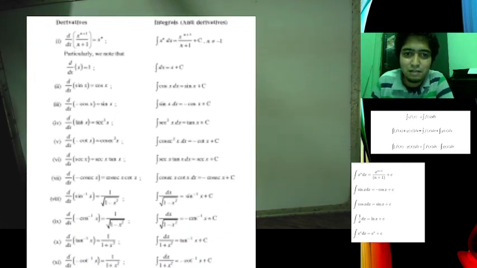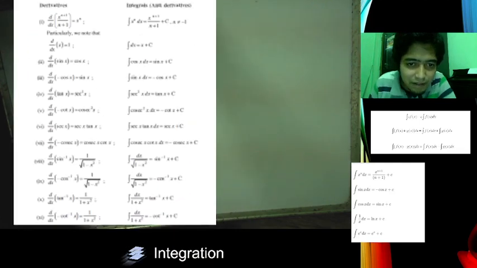So after learning the properties, what should you learn? Of course, more formulas. It's not very clear. I will send this formula again in the group. But you must remember that we are having a lot of formulas in integration.